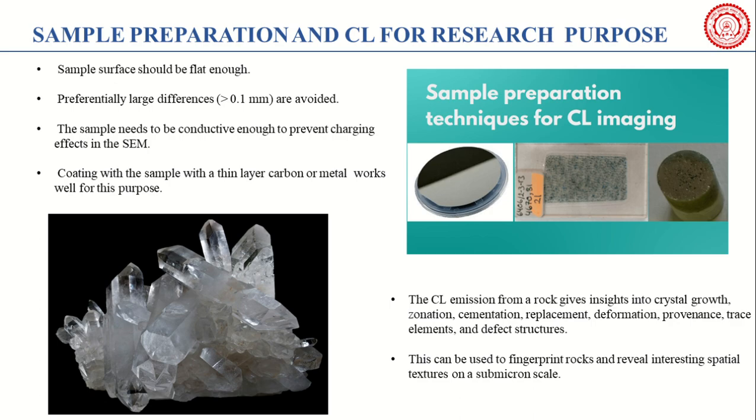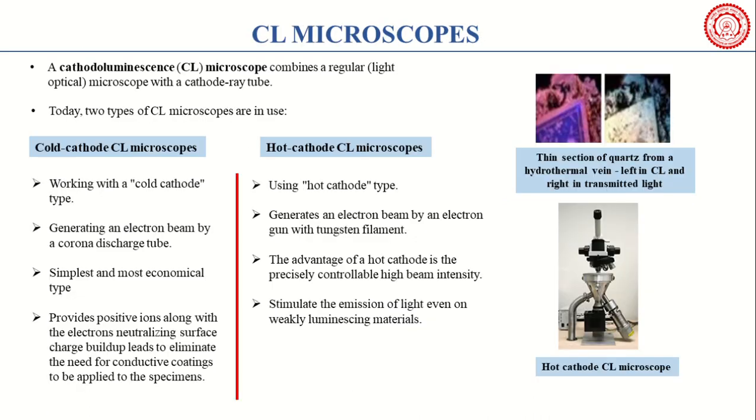Now, CL for research, that is CL emission from a rock. Here is the image of a crystal. The CL emission from a rock gives insights into crystal growth, zonation, cementation, replacement, deformation, provenance, trace element, and defect structures. These can be used to fingerprint a rock and reveal interesting spatial textures on a submicron scale, thus making it very good for research in mineralogy or geology or various other fields.